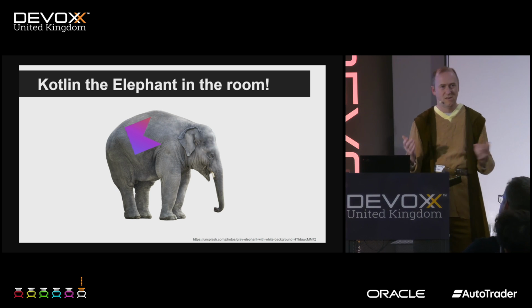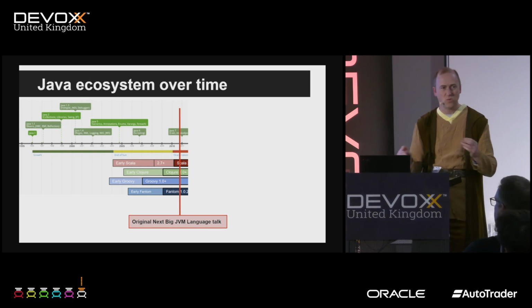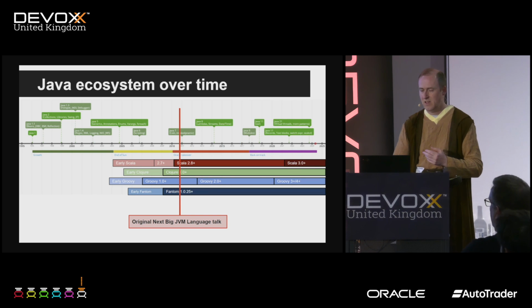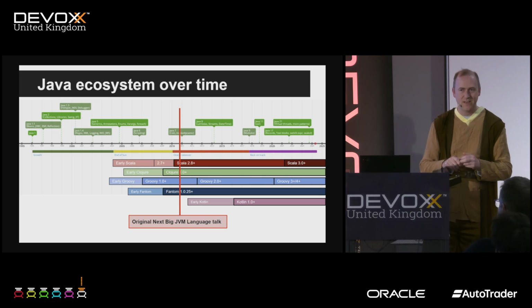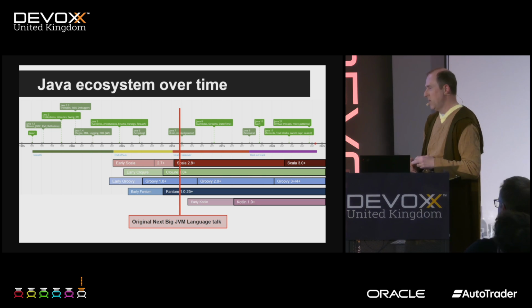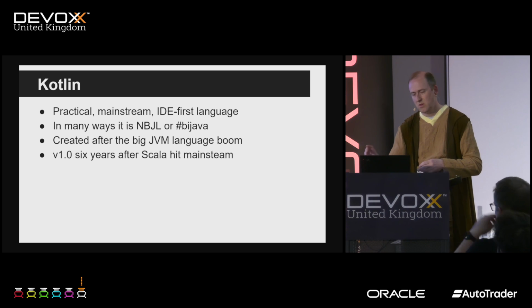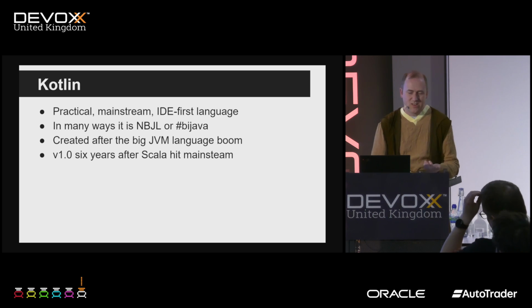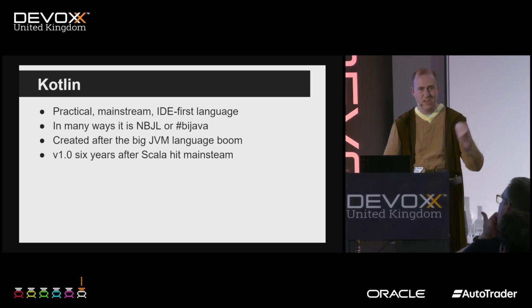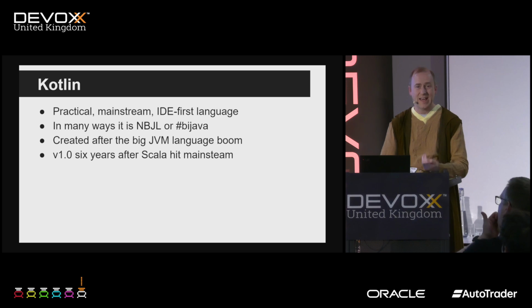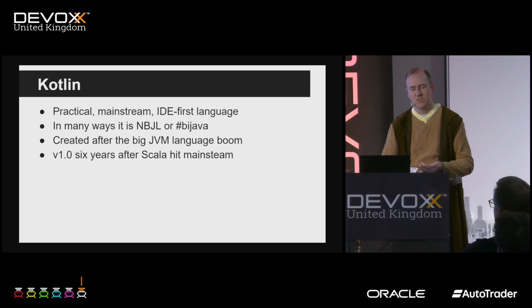So what about Kotlin? The lovely elephant in the room? Well, that's what I was looking at in 2010. There's Kotlin. So it came along after the talk, but here's where it gets harsh. It was a practical mainstream IDE first language. In many, many ways, it was exactly what I described. If you actually look through the slides, read through everything I just said, Kotlin pretty much is a darn close match to it. It was created after the boom, so it could learn a bit from Scala, learn a bit from the others. But 1.0 wasn't until 6 years after Scala.